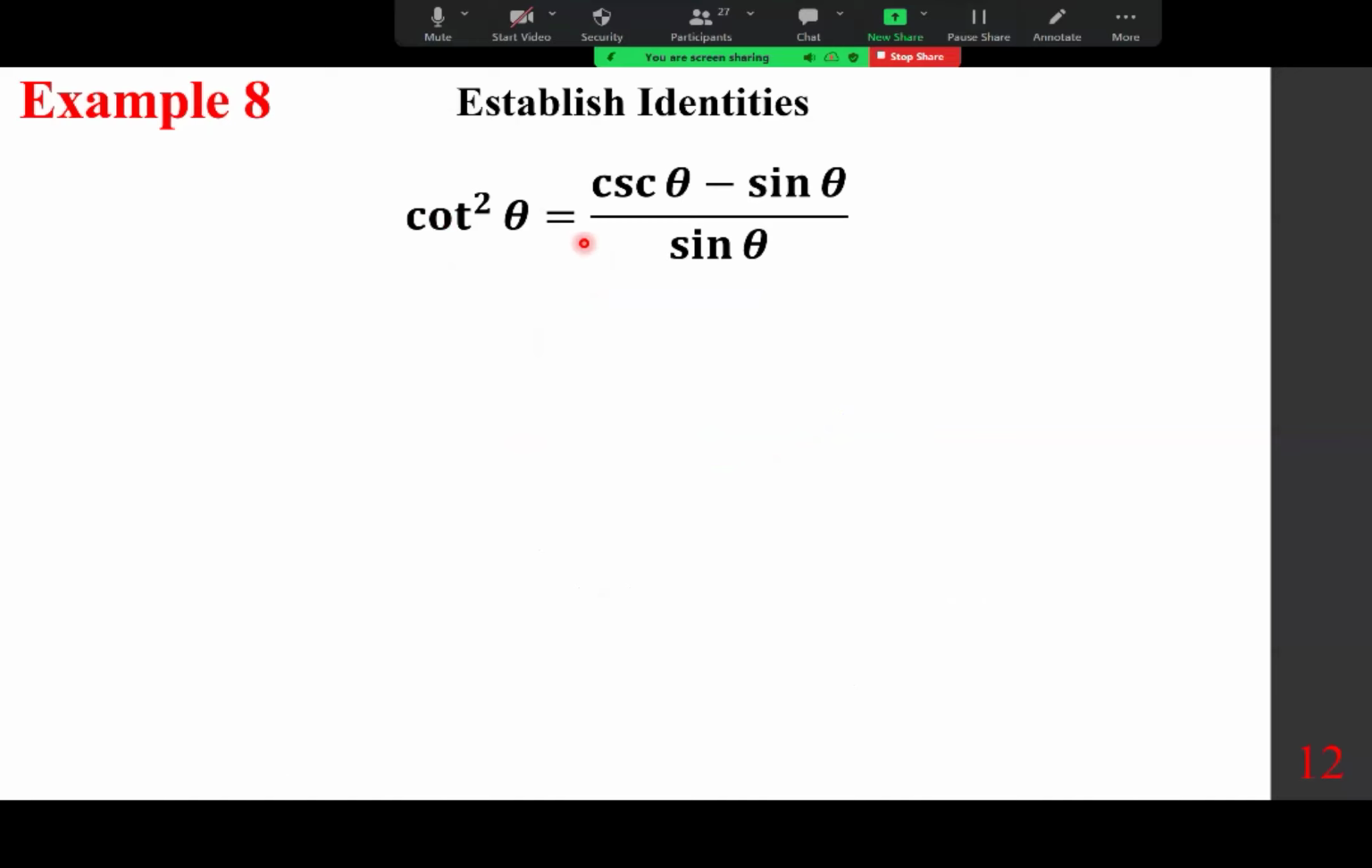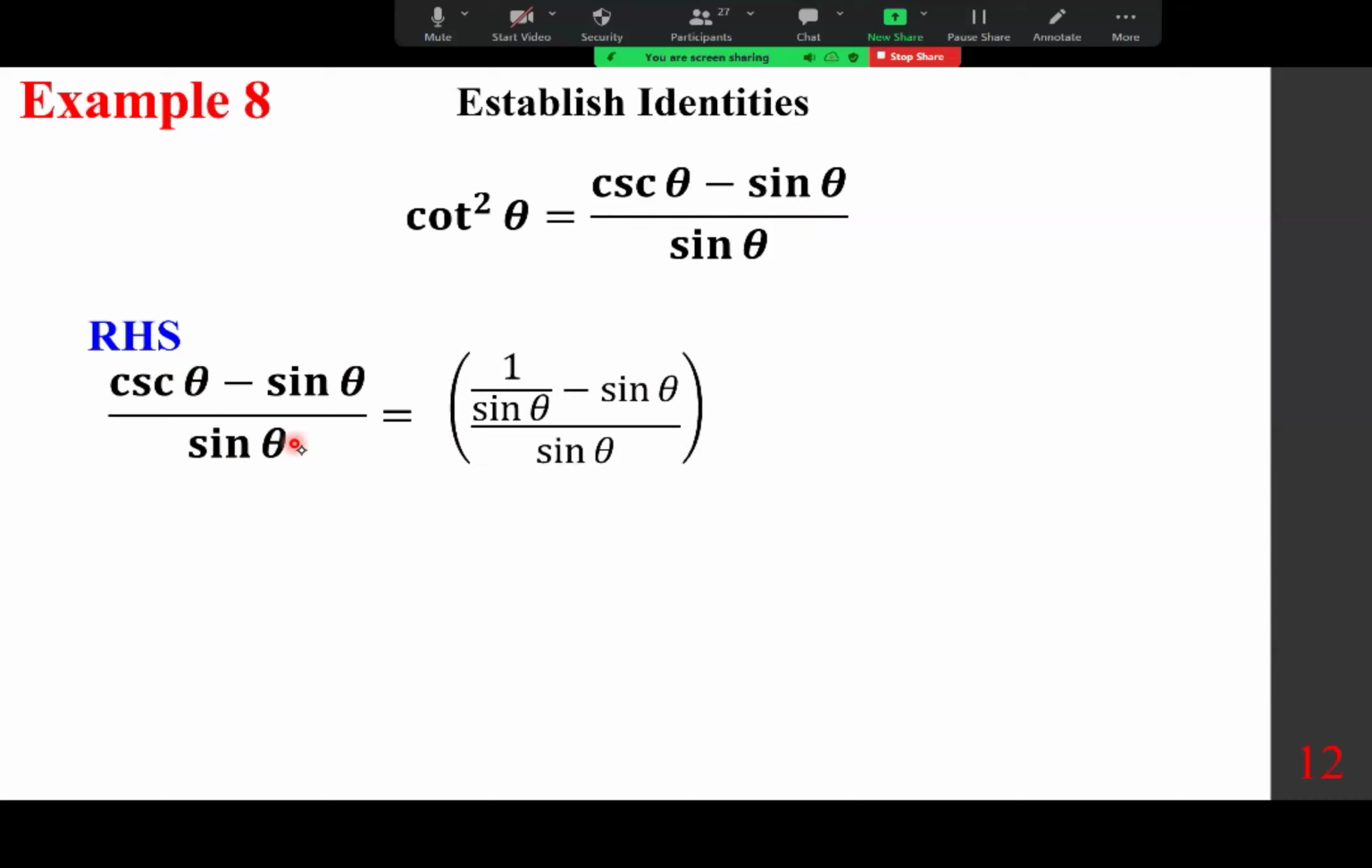Let's prove cotangent squared theta is cosecant theta minus sine theta over sine theta. We can start with the more complicated side. It seems to be the right-hand side. And all we have to do is change everything in terms of sine and cosine. So cosecant becomes 1 over sine. Everything else is fine. So just change cosecant theta to 1 over sine theta. Again, you're dealing with a complex fraction, everybody. So you are going to multiply by sine theta over sine theta because the LCD is only sine theta.